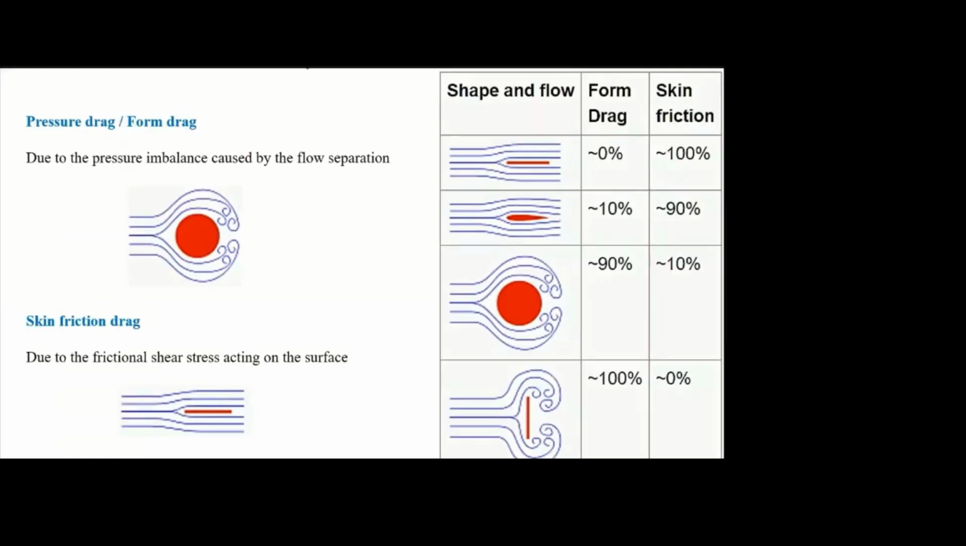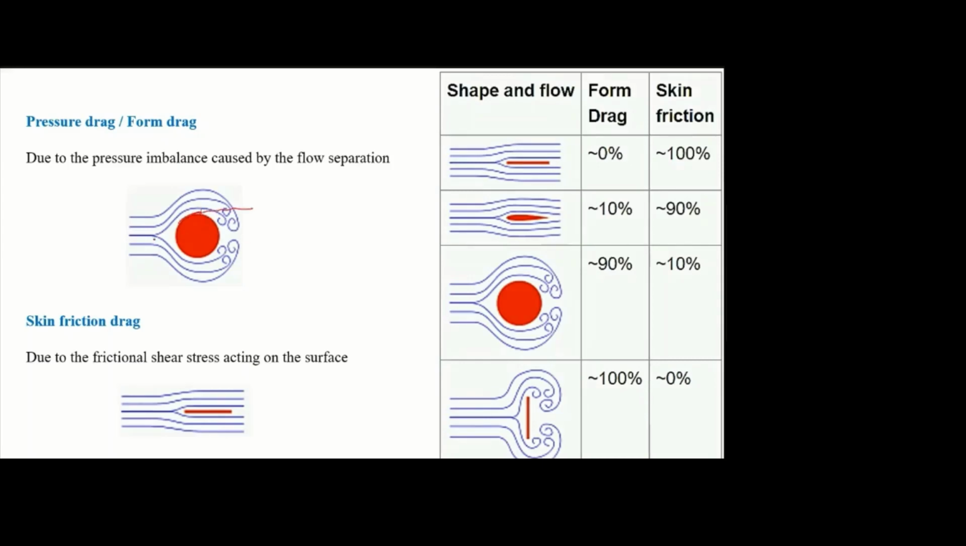First you'll see the pressure drag. So this is the definition. It is formed due to the pressure imbalance caused by the flow separation. Due to the shear stress or friction, the flow on the surface will lose its kinetic energy at some point. From that point onwards, it will separate.